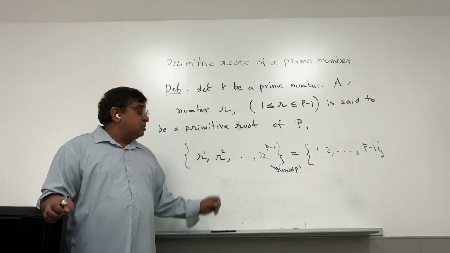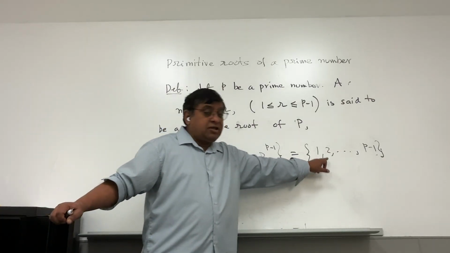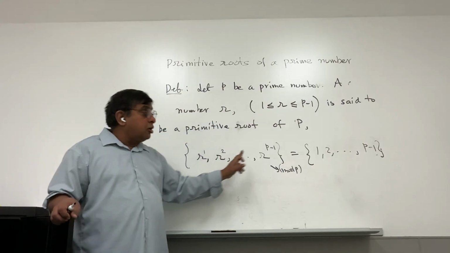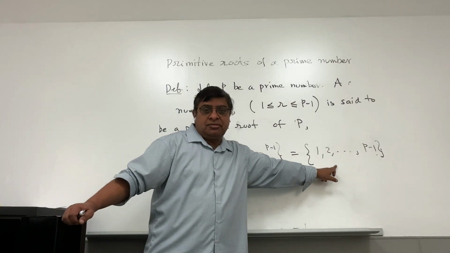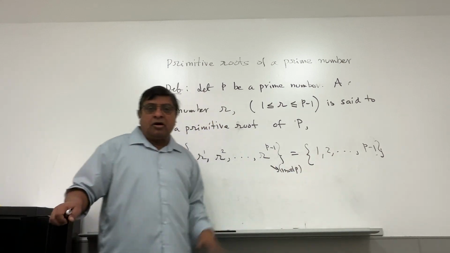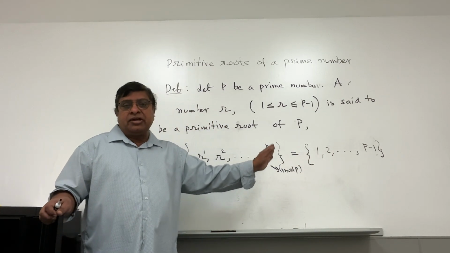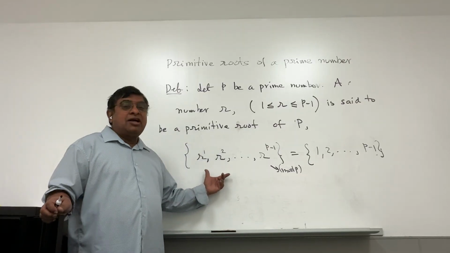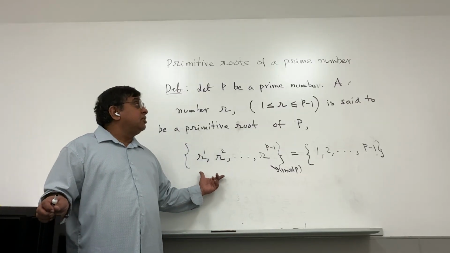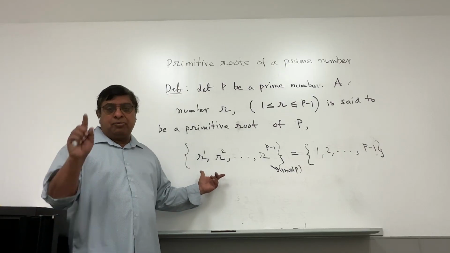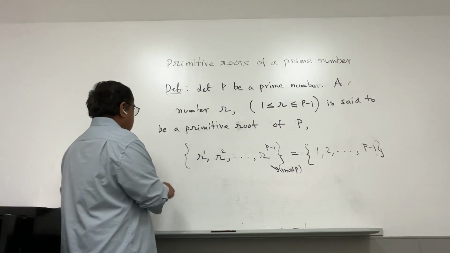In other words, r is somewhere here, we know that. We chose r between 1 and p minus 1. r squared has to be somewhere here, different from r. r cubed is different from r and r squared, and so on and so forth. Such a number is called a primitive root. So here is an example.